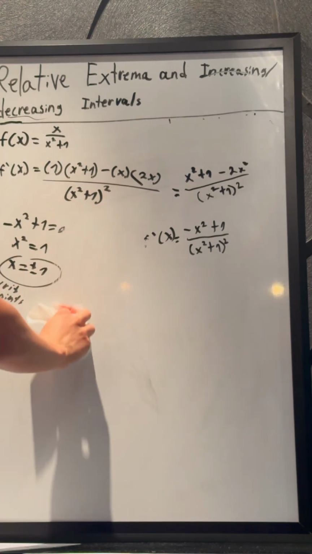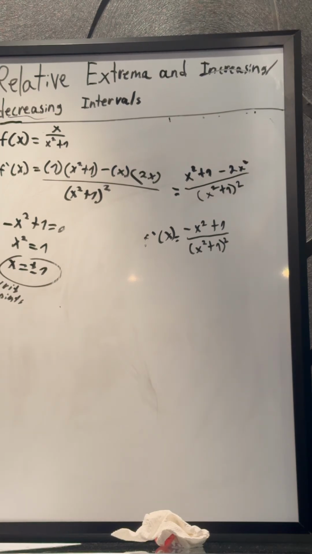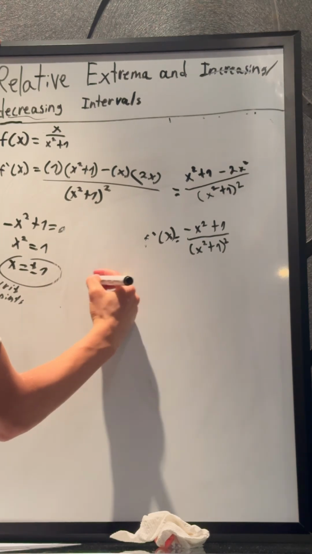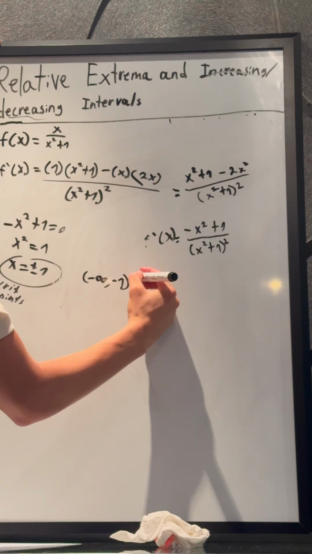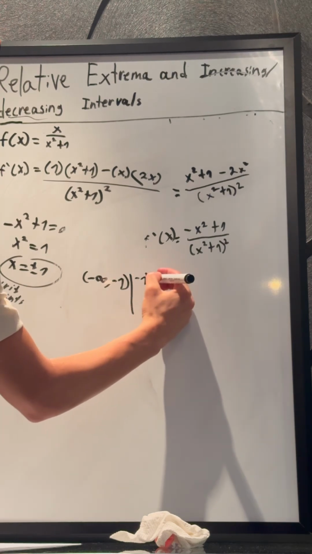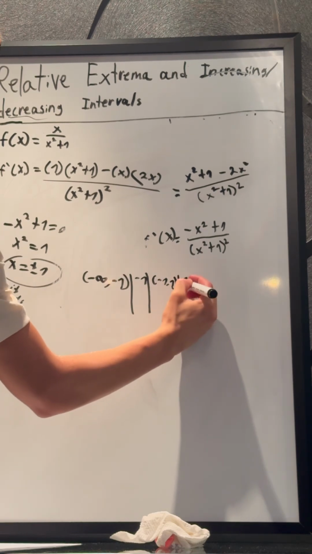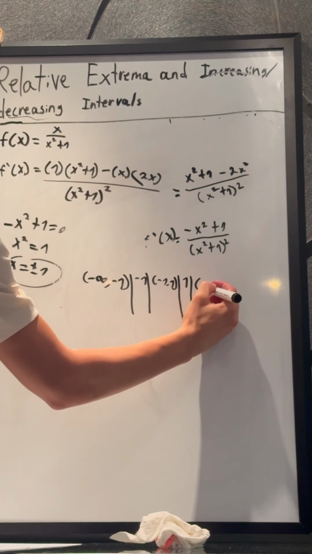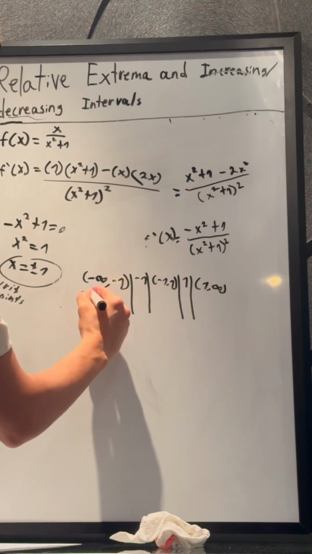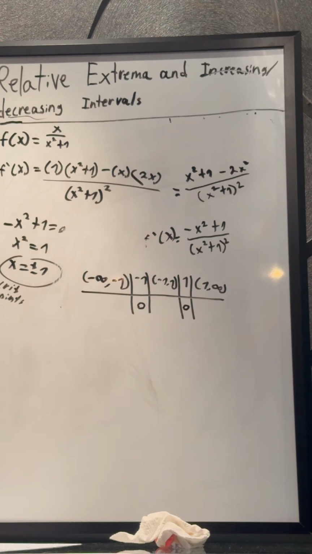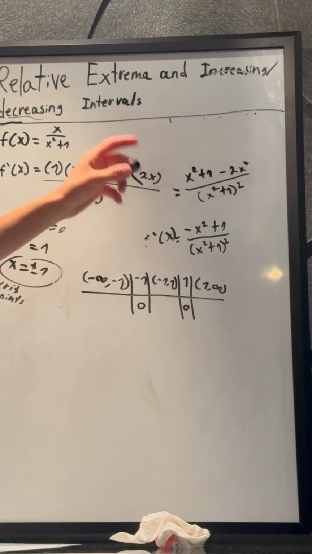And now we can do the same thing we did for example 1. We can make a chart with these intervals. So we're going to have negative infinity to negative 1, negative 1 to 1, and 1 to infinity. And we know if we plug in these critical points, we're going to get 0, so we'll put 0 and 0. And now we just have to plug in numbers in these intervals into our derivative.